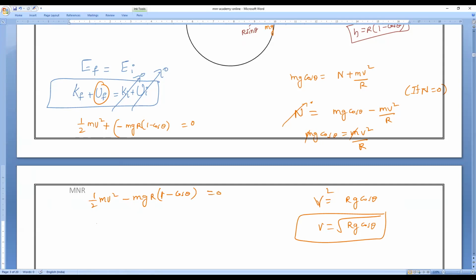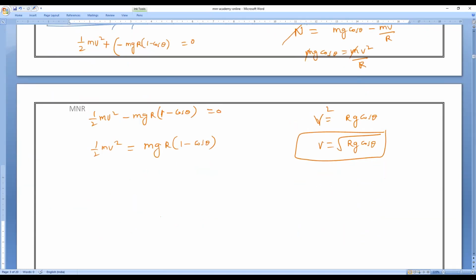So from that, all of you observe very carefully. I will say that 1 by 2 mv square is equal to, this plus will come this side, it will become minus; the minus will come this side, it will become plus. Is it right, guys? All of you understand? Please respond. Yes, sir. Now what will happen? Both the sides, m can get cancelled. So I will write v square, the 2 will come this side, it turns into 2gr into 1 minus cos theta. Is it okay? Everybody? Please respond.